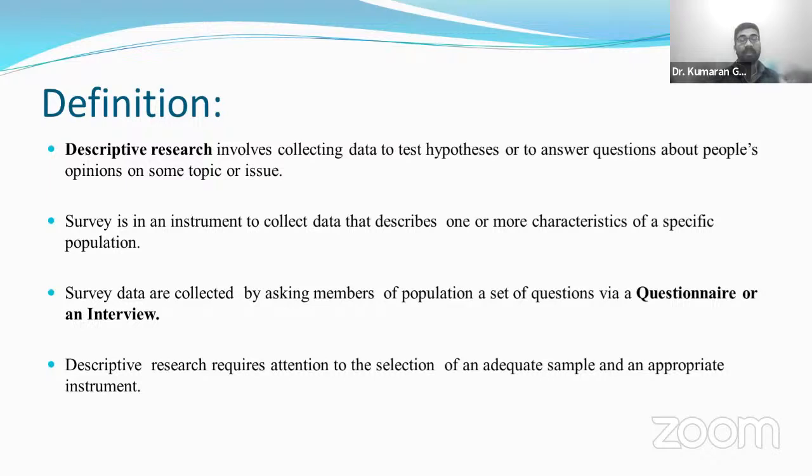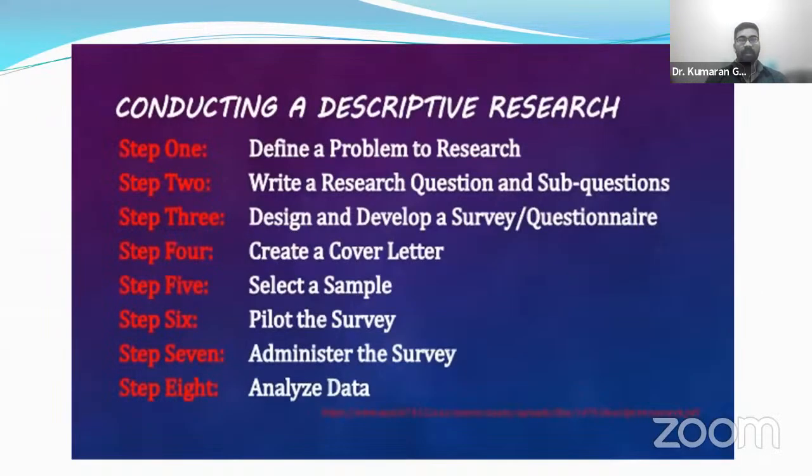Descriptive research requires attention to the selection of the sample and an appropriate instrument. So we have to know who our population is, who we're going to choose as a sample, what kind of sampling method we're going to use, and what kind of instrument we're going to use, and whether that instrument has already gone through the validation and reliability process, and we got a very high Cronbach's alpha. Then only can we give it to the real samples.